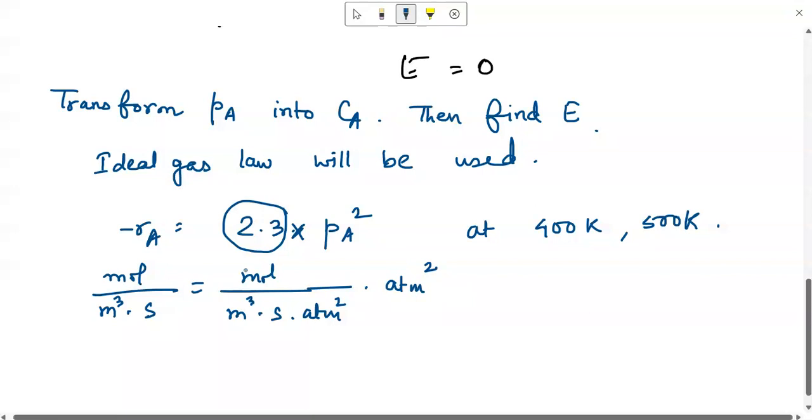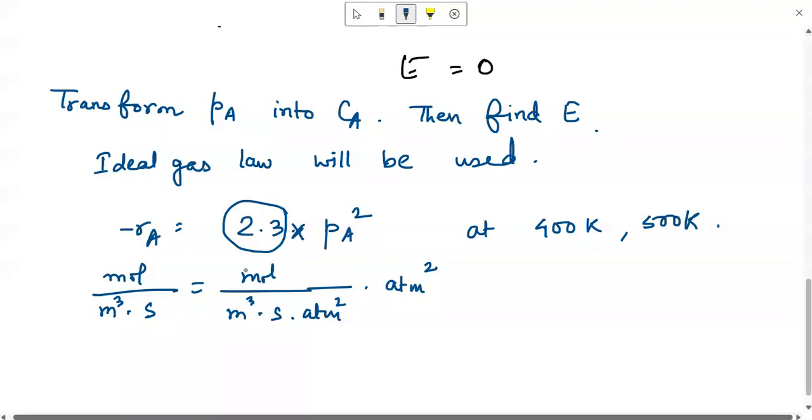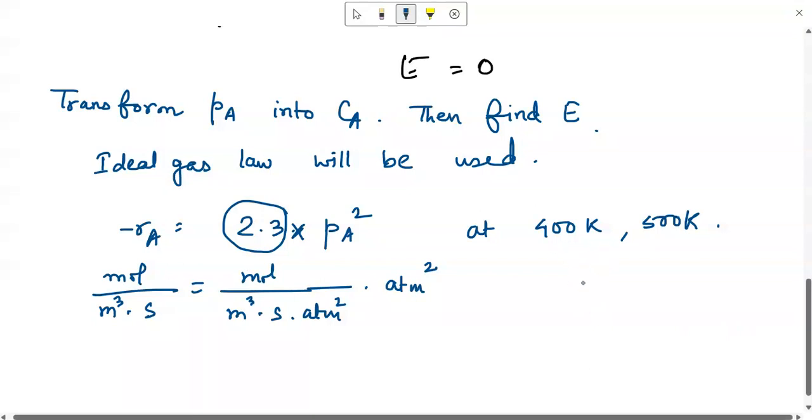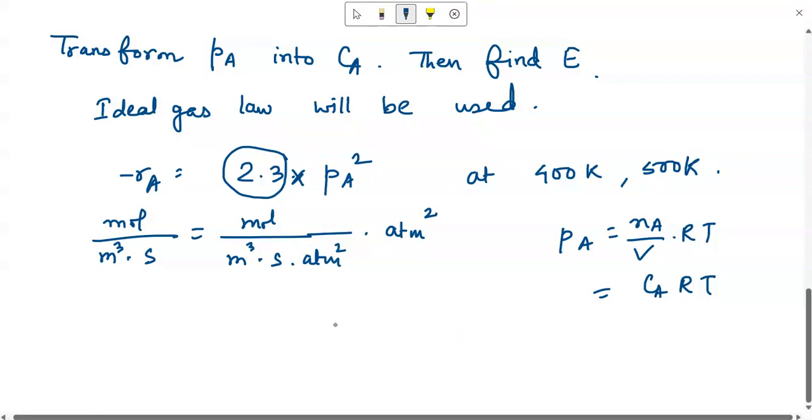I'm sure you are aware of dimensional analysis. If you need more clarification on that, then definitely comment on this video so that I can bring up some content on that as well. Now if we apply the ideal gas law, pA equals nA by V times RT, which can be written as cA RT. So this is the ideal gas law. If you combine this, you will get minus rA equals 2.3 cA square into R square into T square. So now you see the temperature dependence and the concentration dependence are all incorporated into the main rate equation.